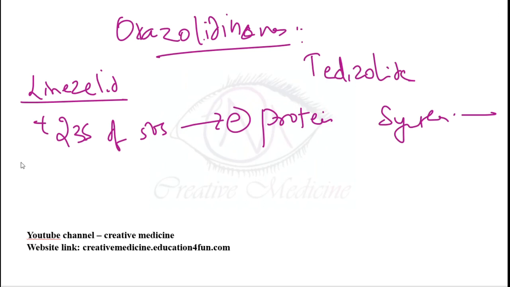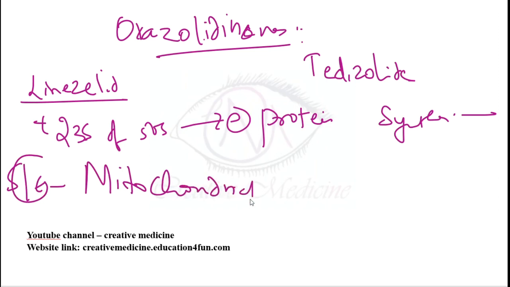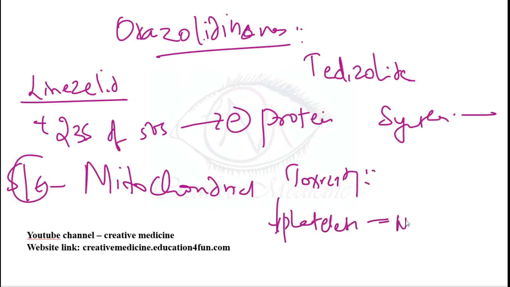The main side effects of these are mitochondrial side effects. The mitochondrial toxicity includes thrombocytopenia, which is most commonly seen around day 7 to day 10, and neutropenia can also be seen in these patients.